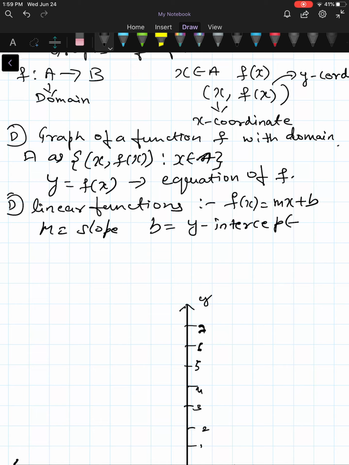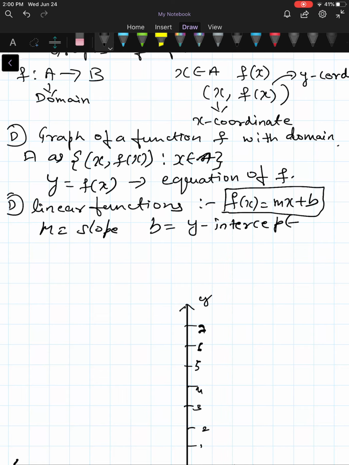You know what an intercept is and you know what a y-intercept is. That is the point where it touches the y-axis. So f of x is equal to mx plus b. This is a linear function. Why is it called linear? Because if you plot it, it looks like a straight line on the coordinate plane.